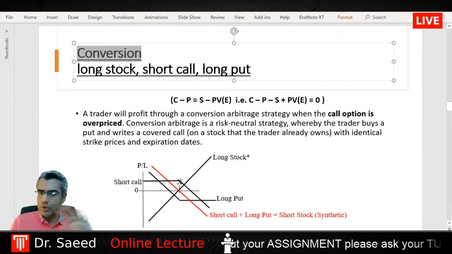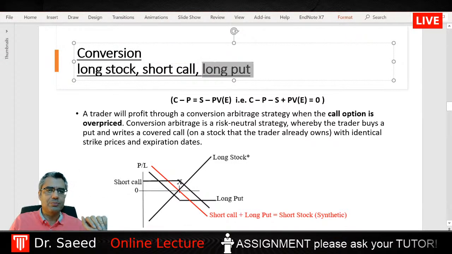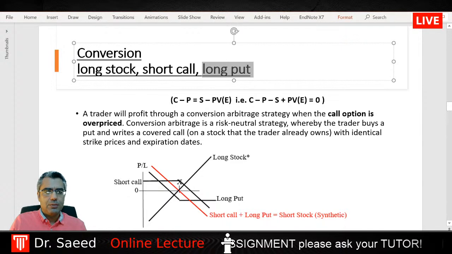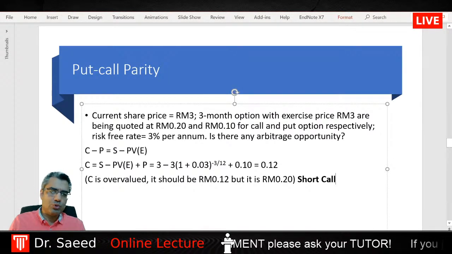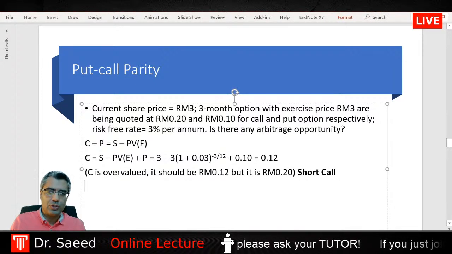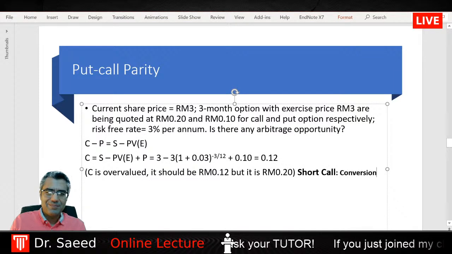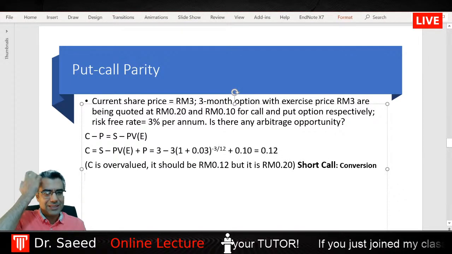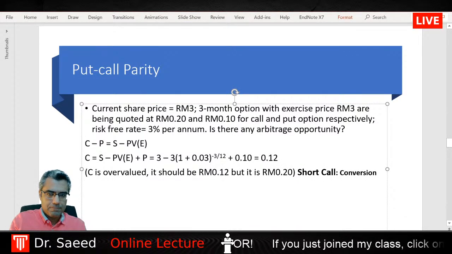Conversion means we already know that we should short call, so immediately long stock and long put, and done, finish. But I want to show you that there is no need to memorize it. If you short call, we already know it's conversion, and we know for conversion what we need to do, right? But I want to show you that using the equation you can identify the positions on the other two instruments as well.